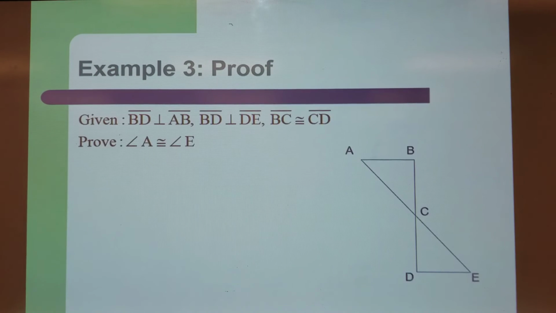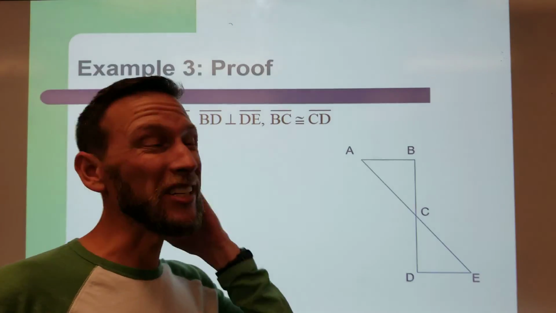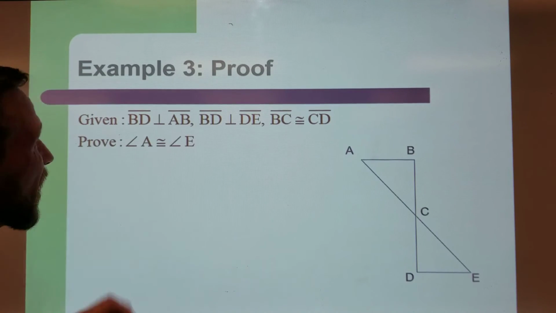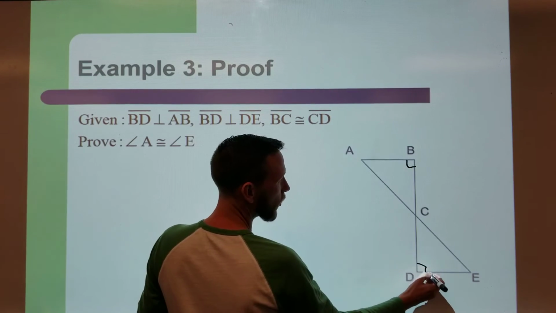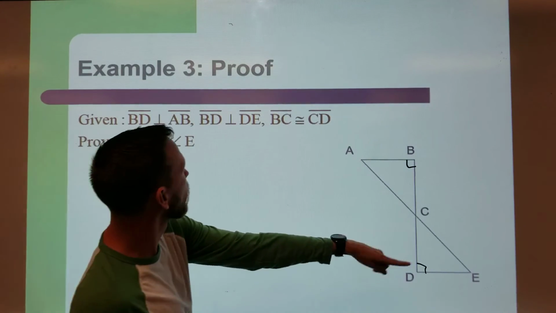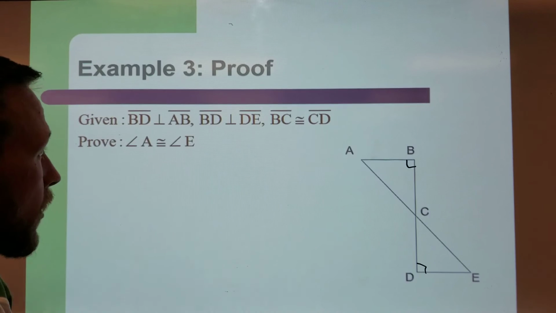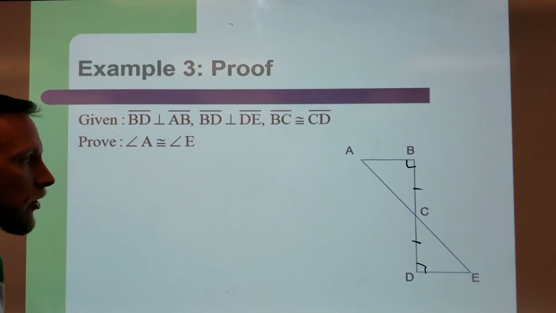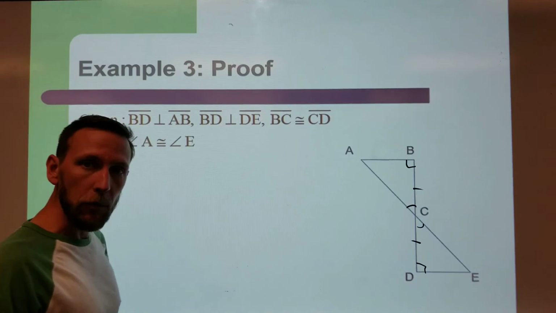And then finally, we have this information. Our job is to prove that the angle at A is congruent to the angle at E. Now, here we can do this actually a little bit easier than I'm going to do this, and we'll talk about that after the fact. But if we know that BD is perpendicular to AB, and we know that BD is perpendicular to DE, then that means that these angles are right angles, and it means that those angles are congruent. Yay. We also know that segment BC is congruent to segment CD, that's given information. And then we can apply the vertical angles theorem here to say that those angles around point C are congruent.